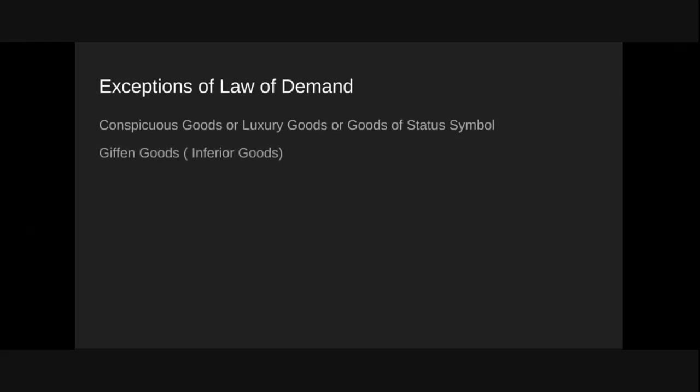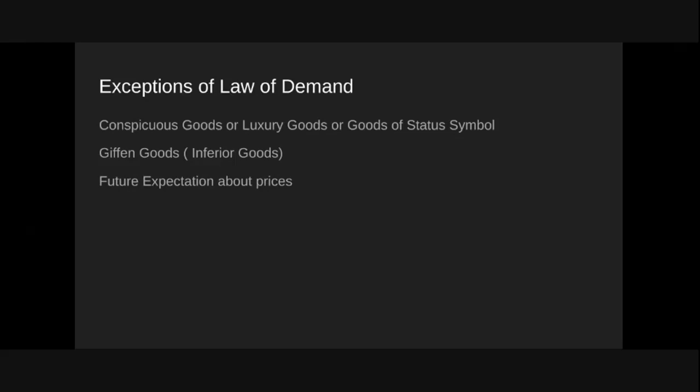Giffen goods. Giffen goods are inferior goods. Generally, Giffen goods are those goods which are inferior with no close substitutes, easily available, and which occupy a substantial place in consumers' budget, right? So, therefore, whenever the income increases, people are not willing to buy these inferior goods, and therefore this is also one exception to the law of demand, right?